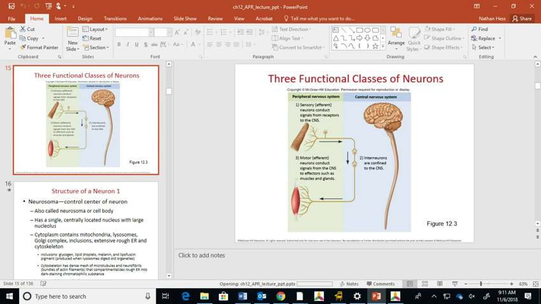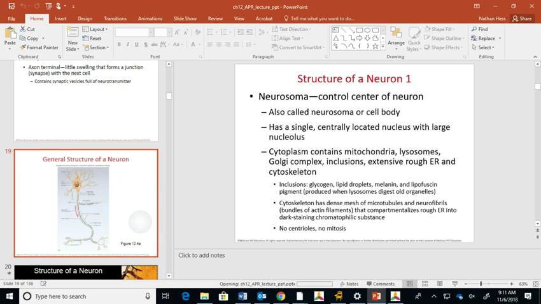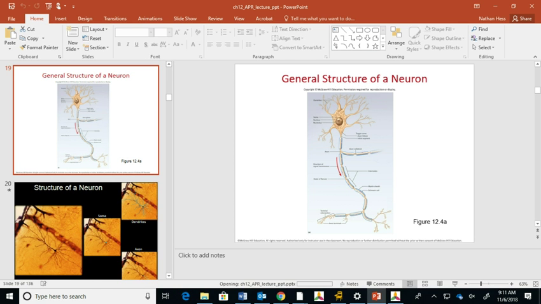Let's talk about how the actual neurons are structured. I have simplified this quite a bit on your study guide. We're looking at this picture that's there on page 435. If I roll down a bit, I'm talking about this picture right here on page 435. The 3 big pieces I want you to be aware of.